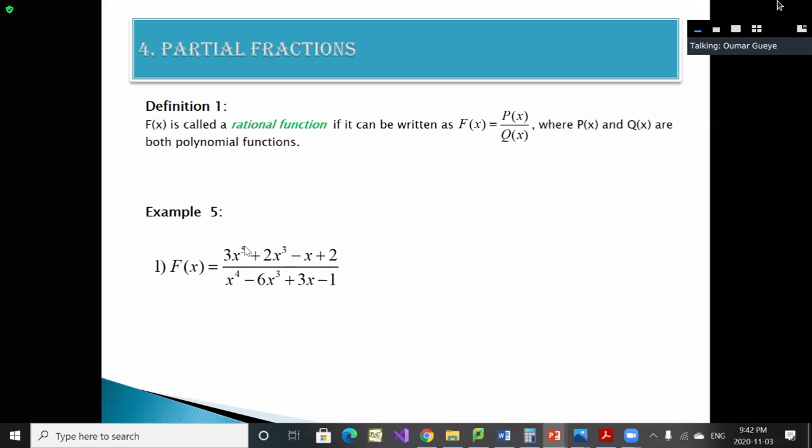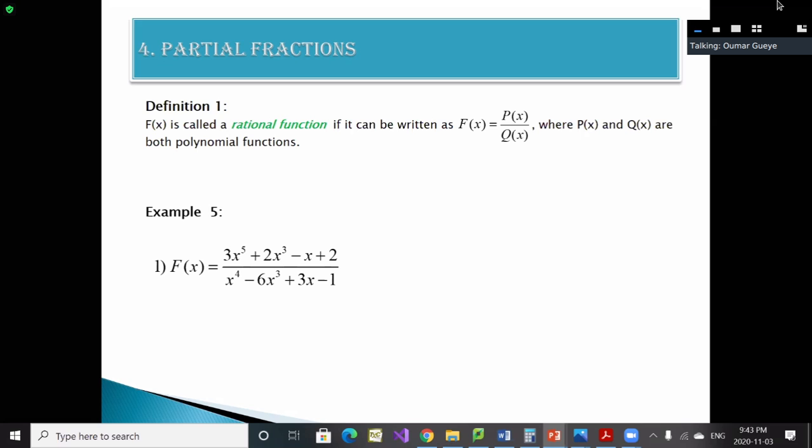And the highest exponent is what we call the degree of the polynomial. So this is the degree of the polynomial. Because the highest power for the numerator is 5, it means the degree of the numerator is equal to 5. It doesn't make sense to say the degree of the rational function. The degree is related to the polynomial function, not to the rational function. So here the degree of the numerator is 5 because 5 is the highest exponent for the numerator. And for the denominator, the degree is equal to 4.